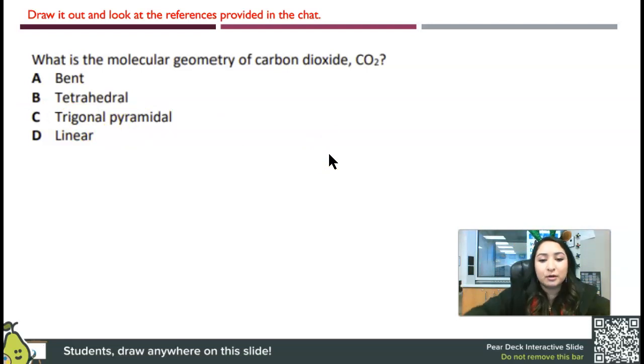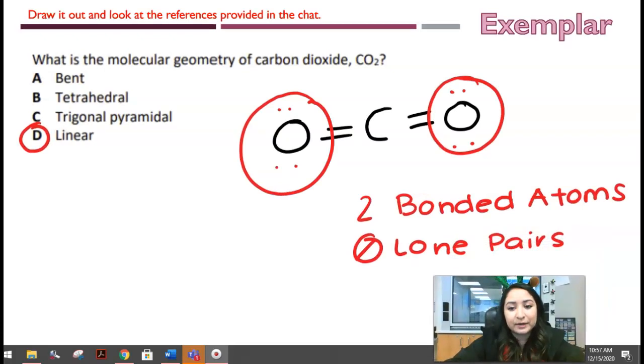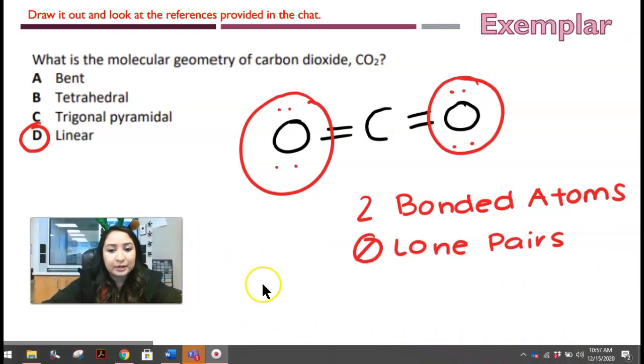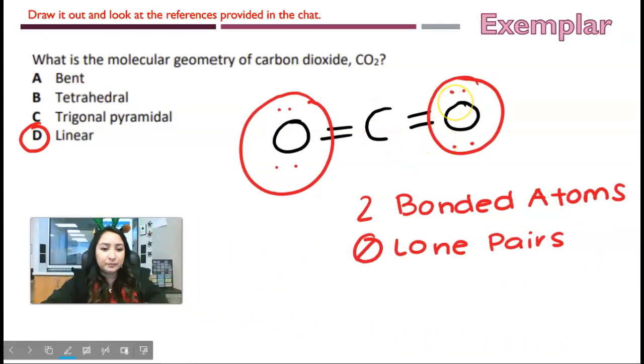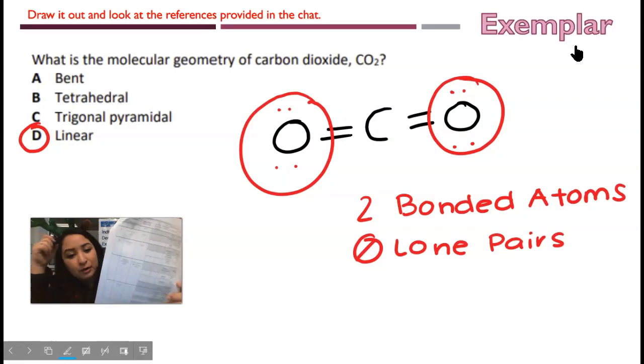So what is the molecular geometry of carbon dioxide? CO2. You got to draw carbon dioxide out, which looks like that, right? Carbon has 4 valence electrons. Each oxygen has 6. You bond the 2. And it looks like that. Notice that carbon has 2 bonded atoms, which when you look at your VSEPR chart, you are comparing.